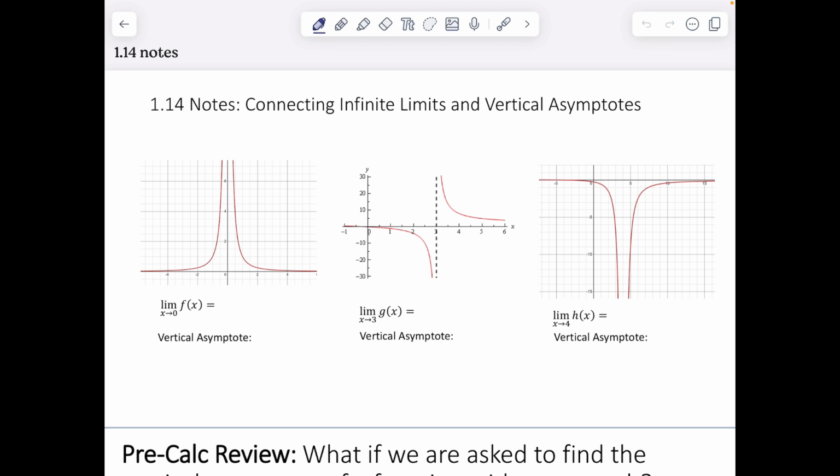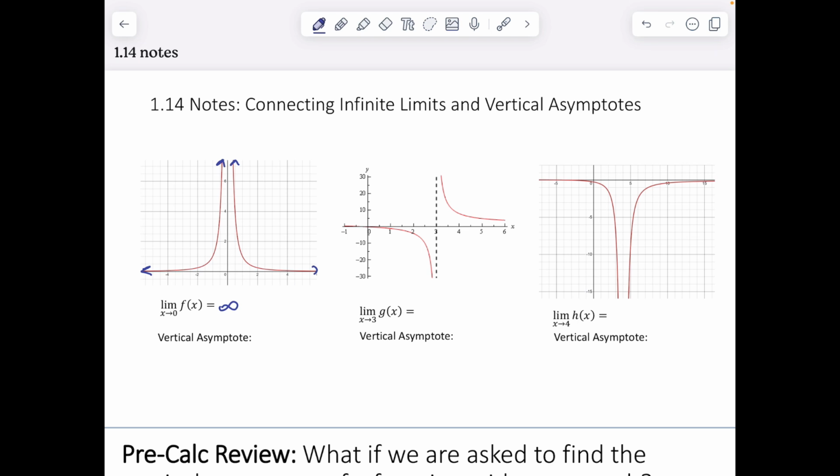So I want you to look at these three graphs and notice that they're all limits that are approaching infinity. And so look at the first one, the limit as x approaches 0 of f of x. That's going to be infinity because as we are getting closer and closer and closer to 0, we are going up forever. So Desmos doesn't always add arrows for us, but there are arrows on all of these.